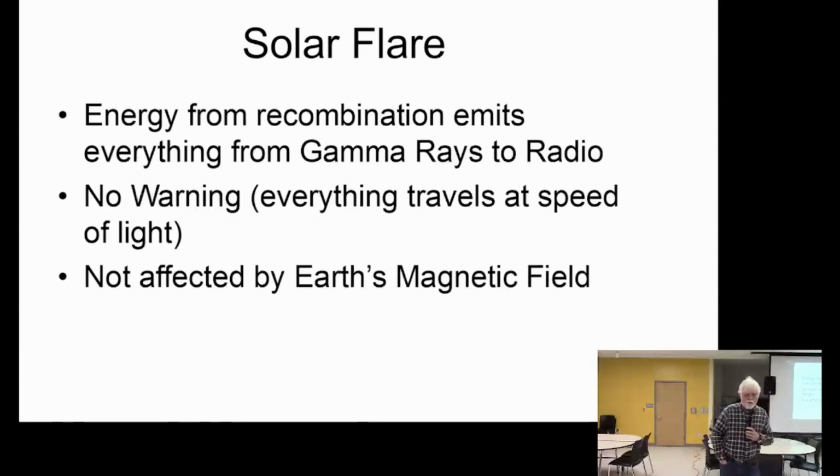So if you have a solar flare, when that flux tube collapses, you get a recombination and you get emission of everything from gamma rays to radio. You get no warning because it travels at the speed of light. So anything that would warn you, the signal gets here at the same time that the flare gets here. And because it's mostly radiation, it's not affected by the Earth's magnetic field, so it comes straight through.